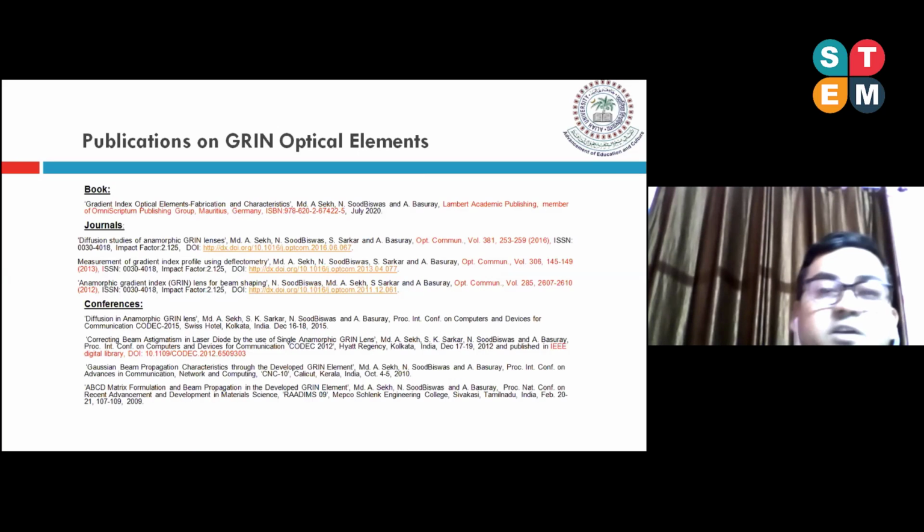So that's all. And this is basically some publication on this work, and all this work in other geometries also, that is axial geometry and radial geometry. Radial geometry was done by one of our co-authors, and this axial and elliptical geometry work has been done by myself, and all this work has been compiled in a book, Gradient Index Optical Element, Fabrication and Characteristics, and these are some papers published on this one.